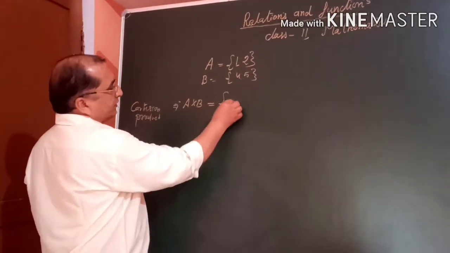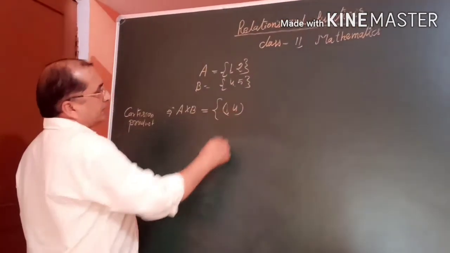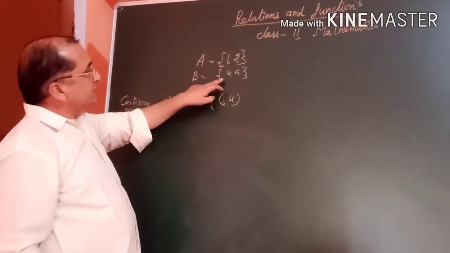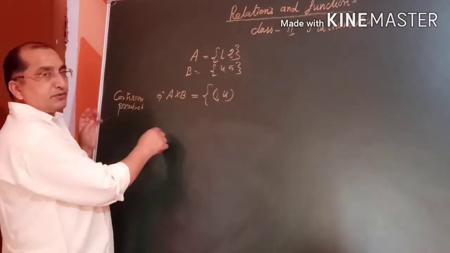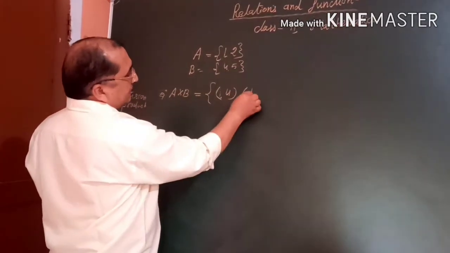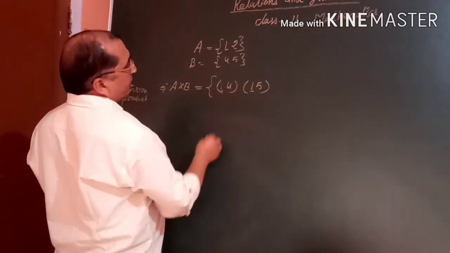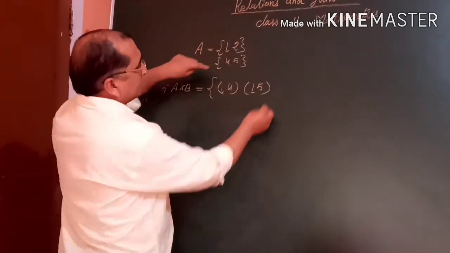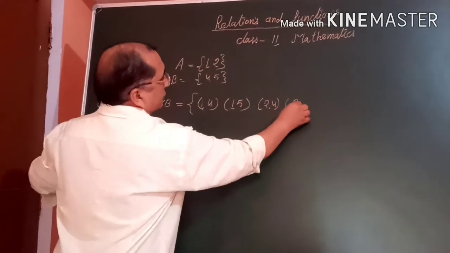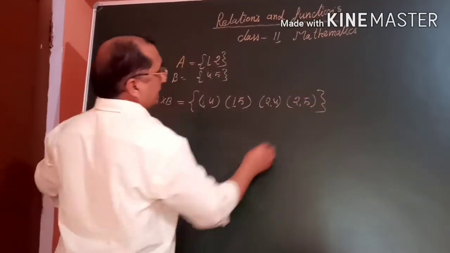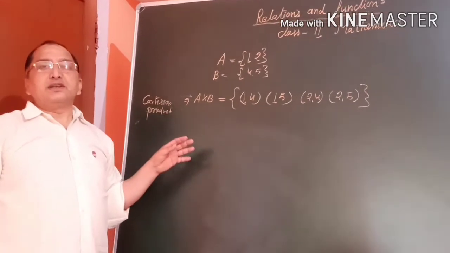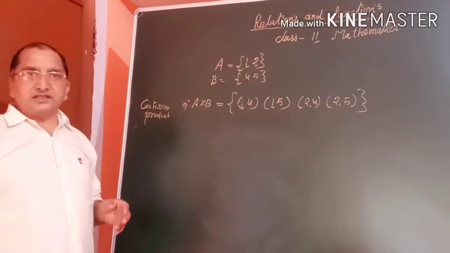1, 4. 1 is the element of A and 4 is the element of B. Then the Cartesian product of A cross B equals (1, 4), and another (1, 5), and from 2, (2, 4) and (2, 5). This is known as Cartesian product. This is very important before understanding the relations.